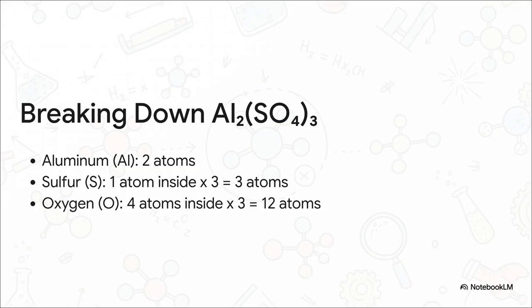Let's walk through it. In just one molecule of this stuff, we have 2 aluminum atoms. Easy enough. Now for the parentheses. Inside, we have 1 sulfur and 4 oxygens. We just take both of those numbers and multiply them by that 3 on the outside. That gives us 3 sulfur atoms and 12 oxygen atoms.